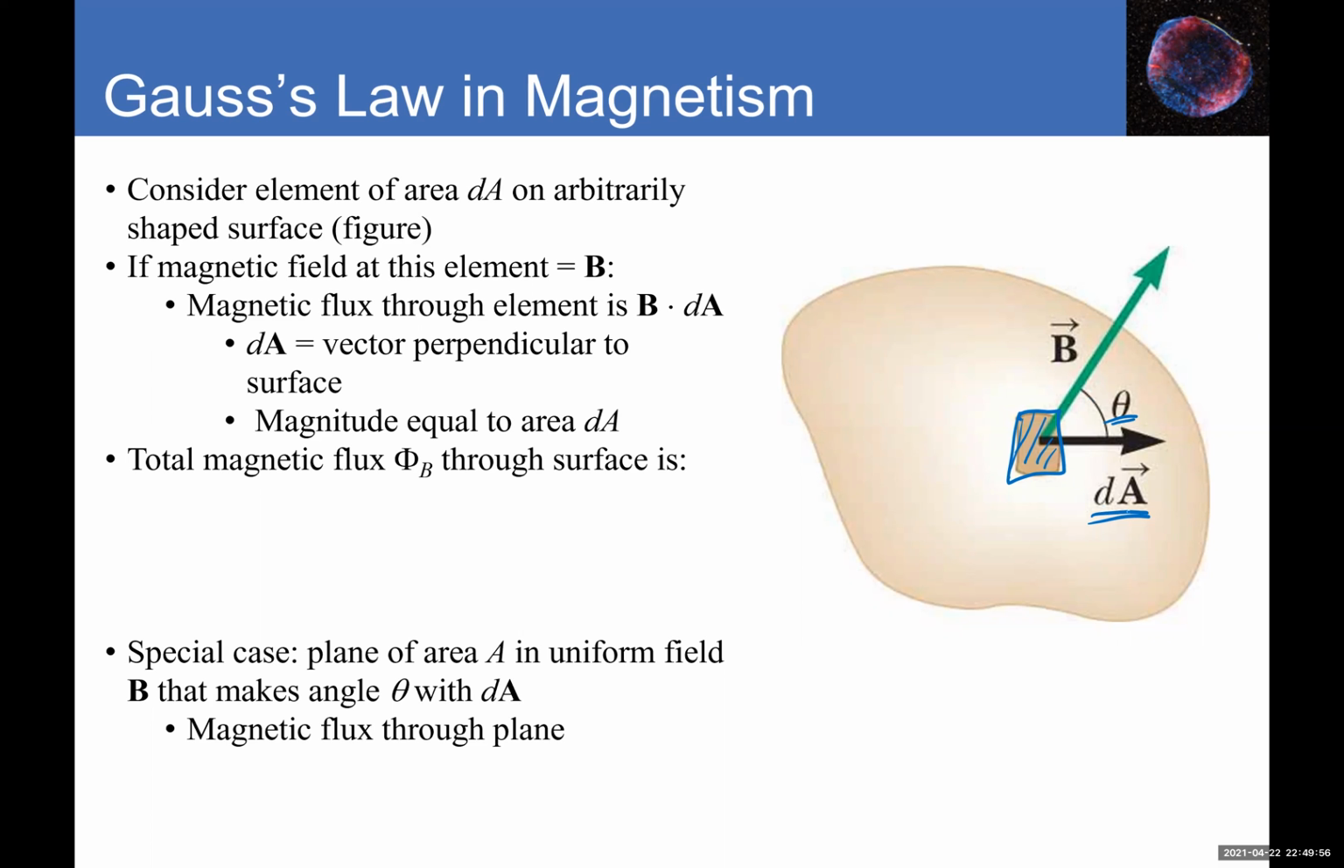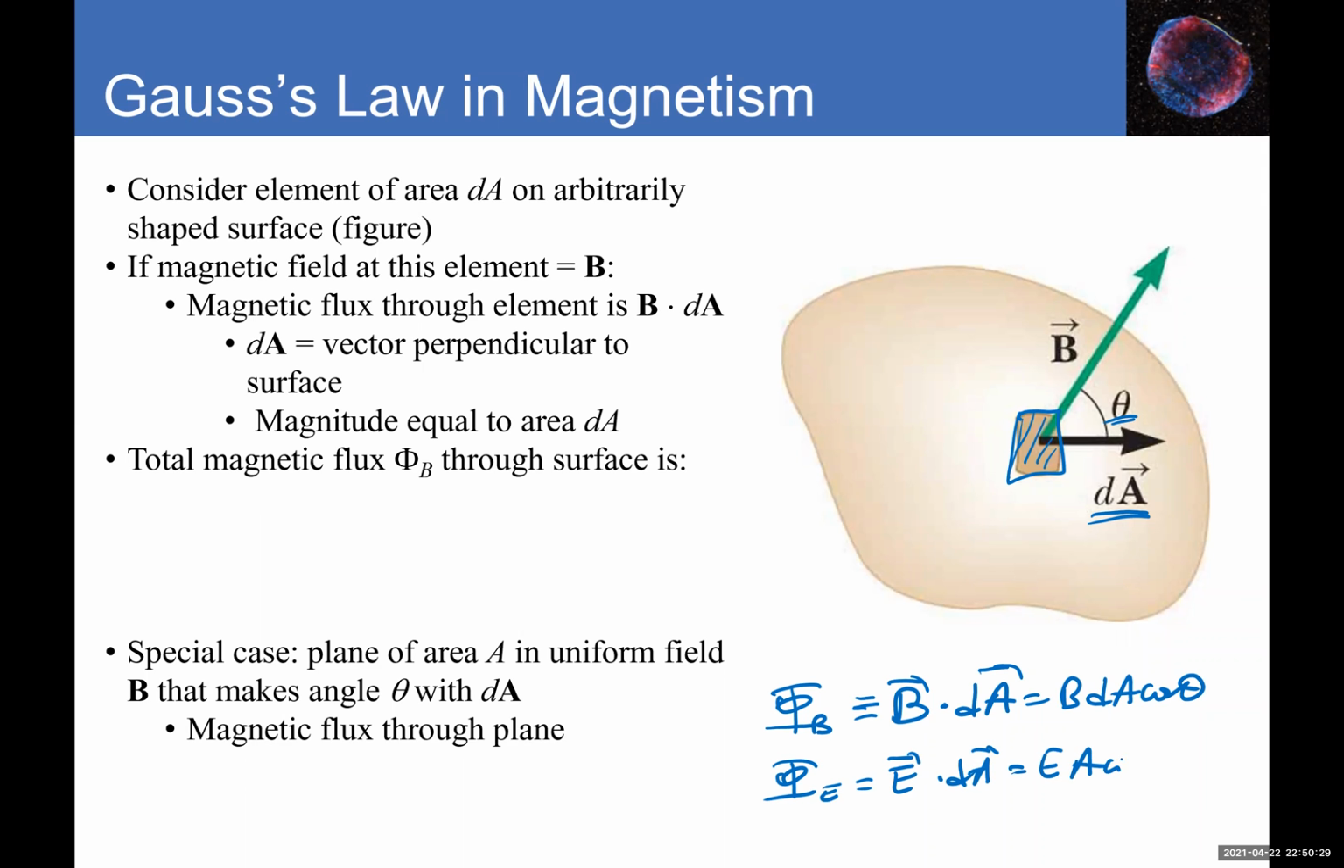So now what I have here is B dot dA, which is the dot product between magnetic field and dA, which then can technically be written as B dA cosine theta. Remember, this can be defined as magnetic flux, just like electric flux was defined as E dot dA, which was EA cosine theta.